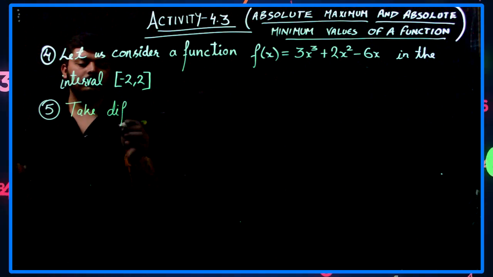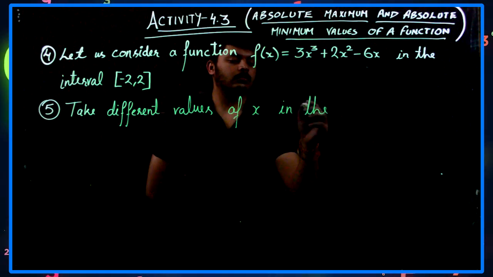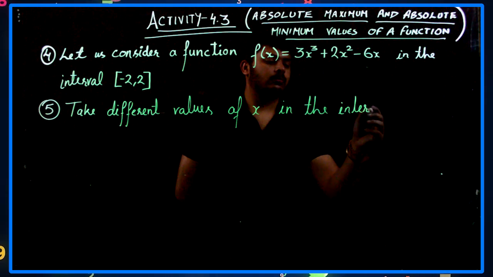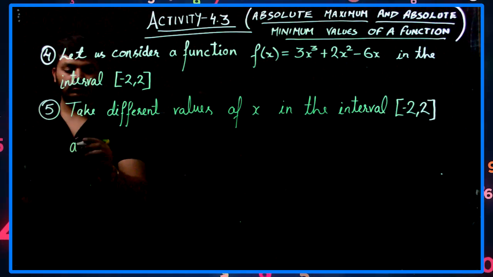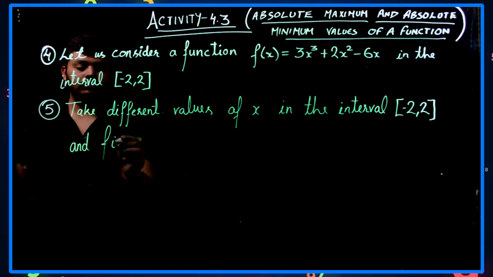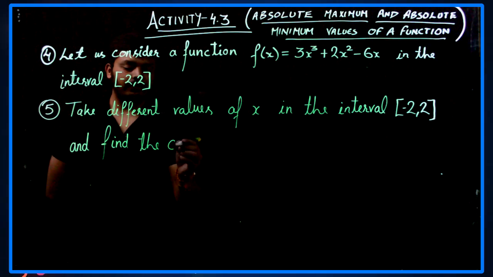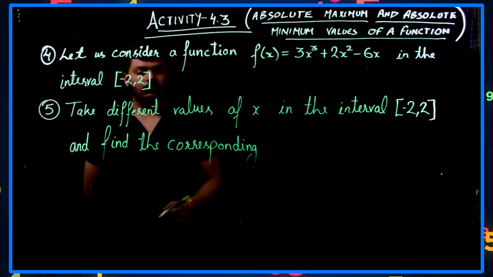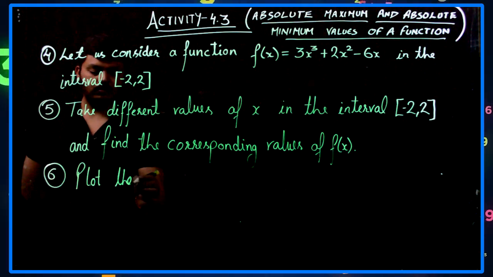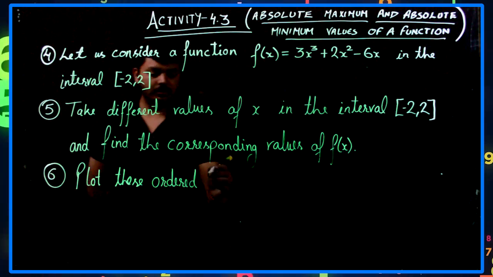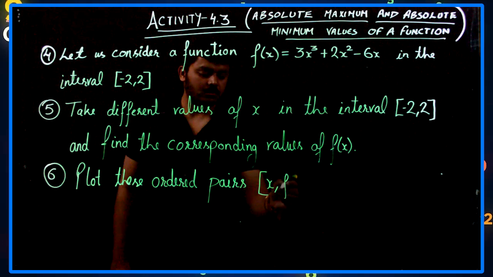Take different values of x in the interval -2, 2 and find the corresponding values of f(x). Plot these ordered pairs (x, f(x)).